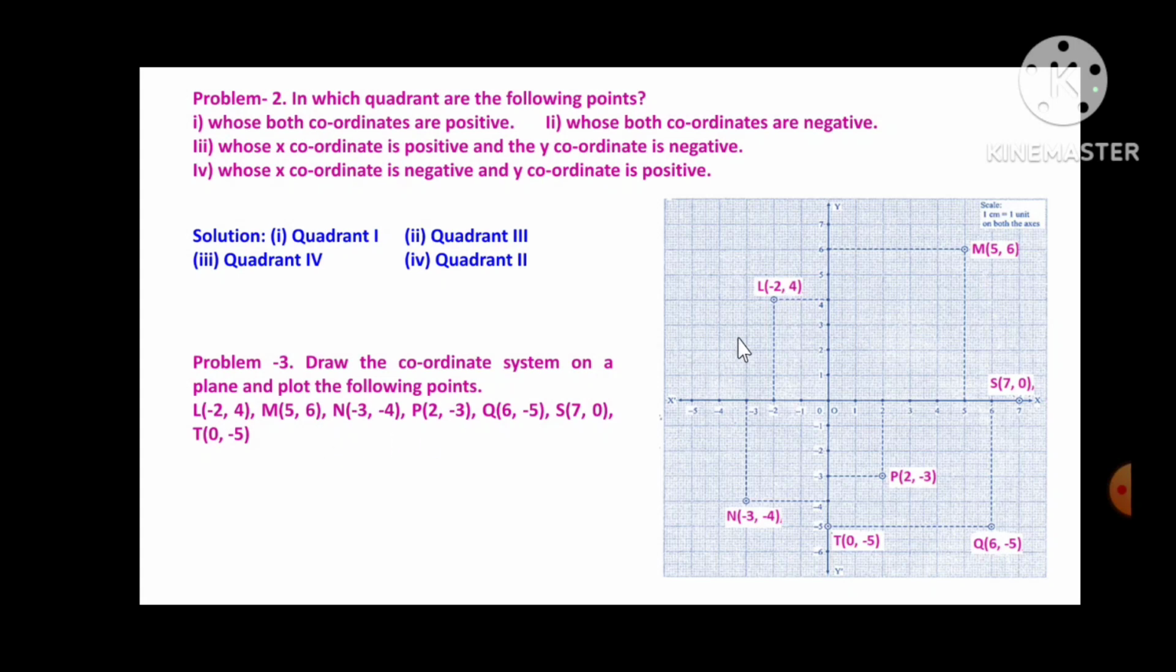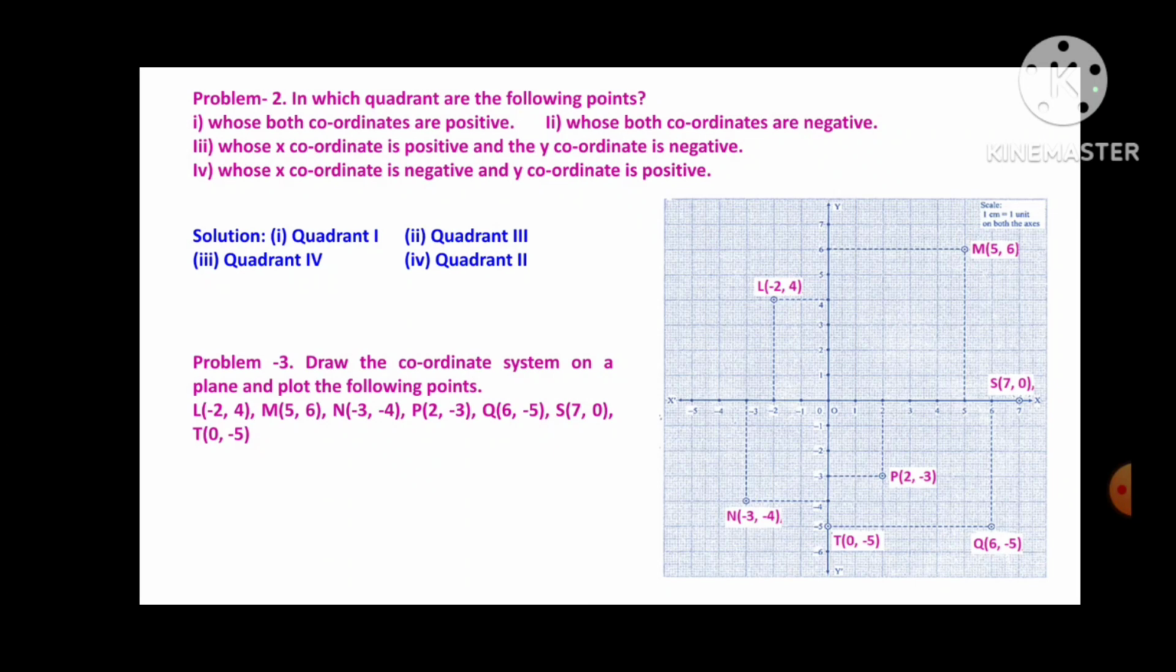M(5, 6), which is lying in the first quadrant, both are positive. From this 5 you can draw a line parallel to the y-axis, as well as from here, that is 6, we will draw a line parallel to the x-axis. So the intersecting point gives you the point M. Similarly, N(-3, -4): the x coordinate is negative and the y coordinate is also negative. So it is lying in the third quadrant.